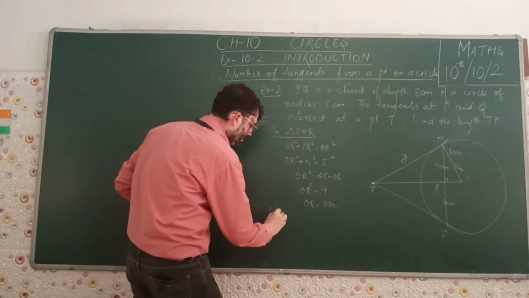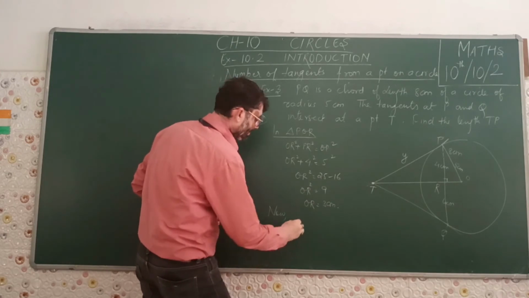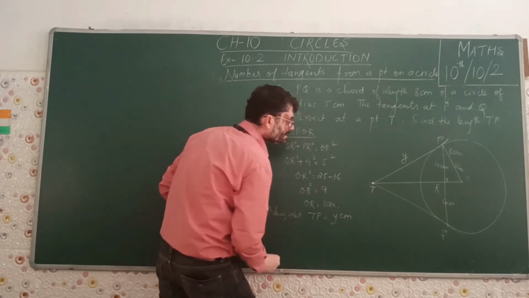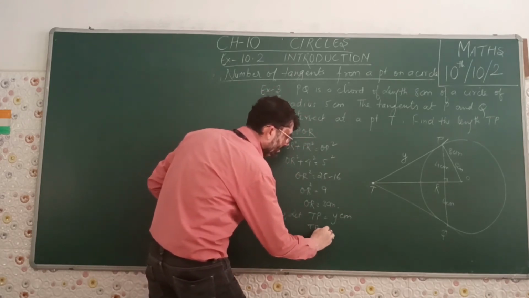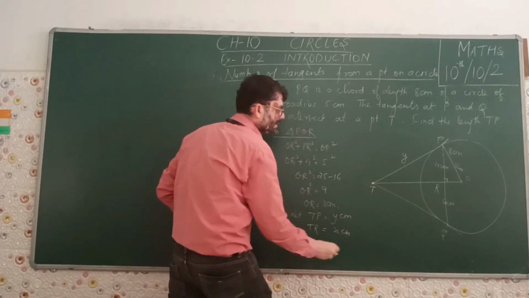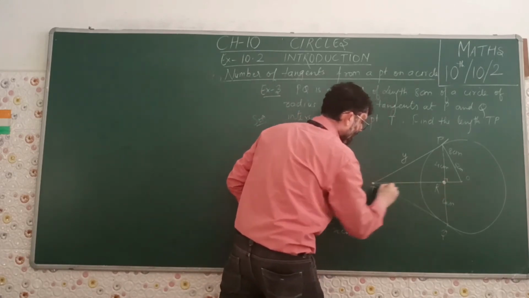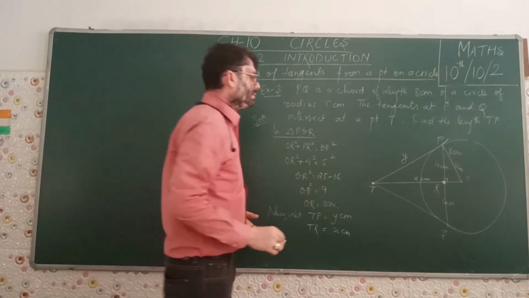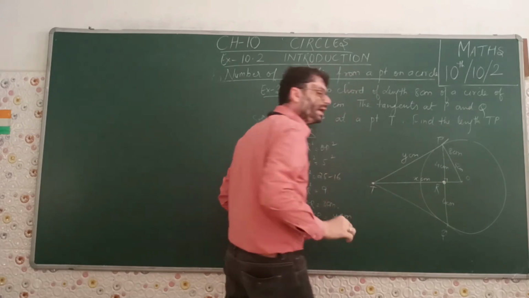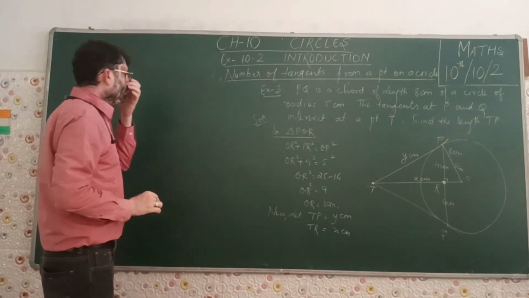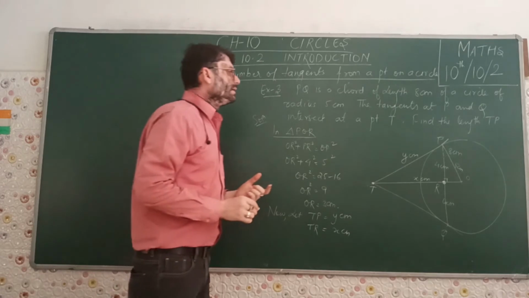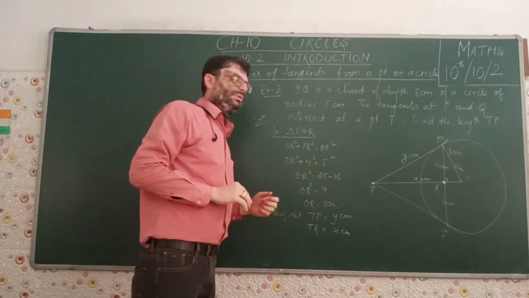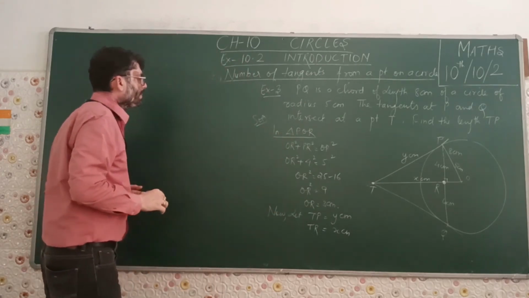Now we need to find TP, so let TP be equal to y centimeters and PR be equal to x centimeters. This PR from here to here, let this be x centimeters, and TP we have taken to be y centimeters. Now we will consider two different triangles, and by applying Pythagoras theorem we will be comparing the triangles and we will get the value of x and y. So which two triangles? Let us move on.